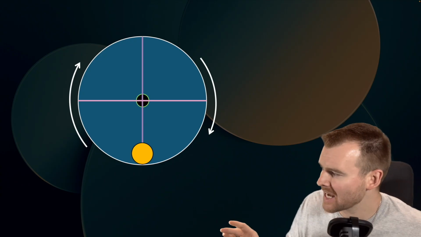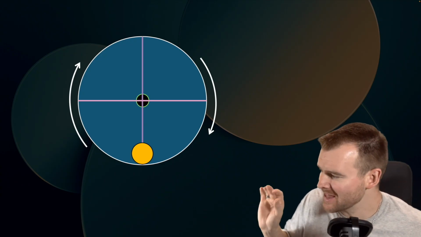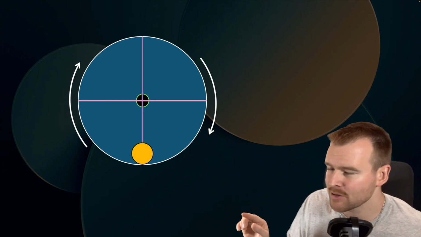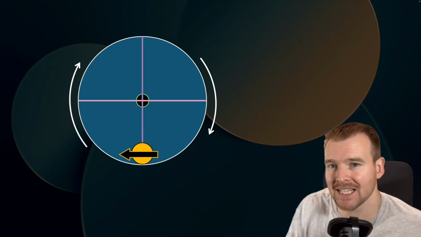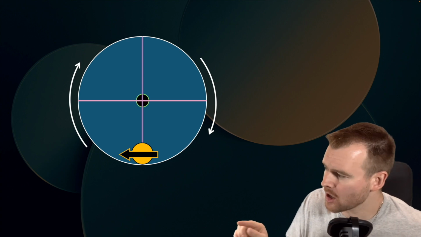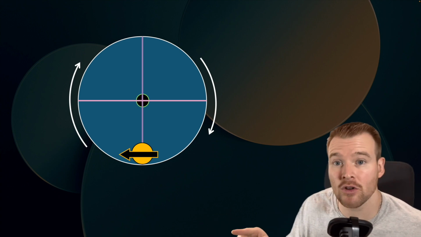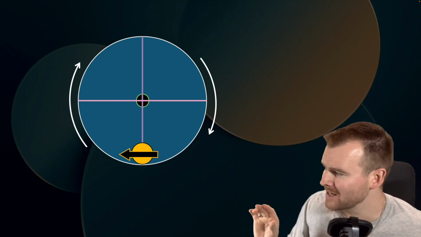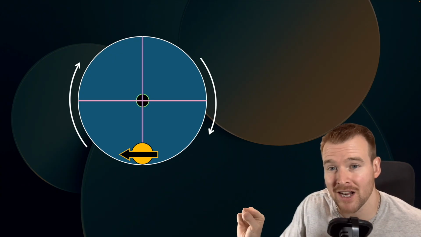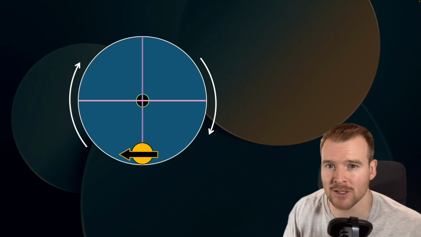At that moment in time, I know they're going to go around later, but in that moment, they would be described as moving tangent to the circle, which is directly to the left. At that moment, their velocity would be going directly to the left. Later on, it would be directly up, later on to the right, and so on and so forth. But at that moment, they'd be moving tangent to the circle.